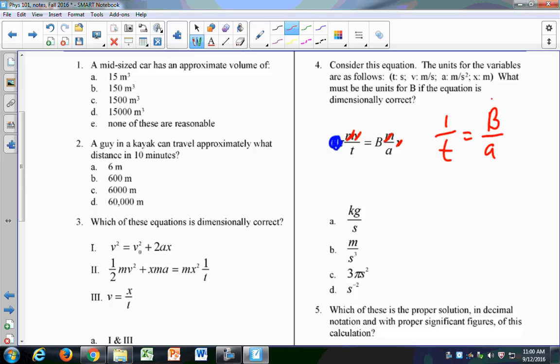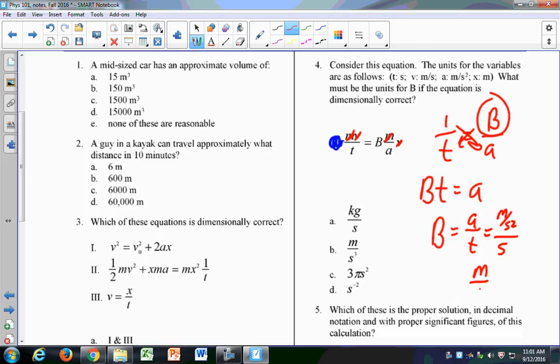What I want to know is, what are the units for B? Maybe the best way to approach this is to solve for B, and then find the units for B. I can solve for B by cross-multiplying. So I get B times T equals A, and then I divide both sides by T, A over T. So the units for B will be the units of acceleration over time. So I'll have meters per second squared over T, which is seconds. I can rewrite this as meters per second squared times 1 over seconds. So that's going to be meters per second cubed. That is going to be B right here.